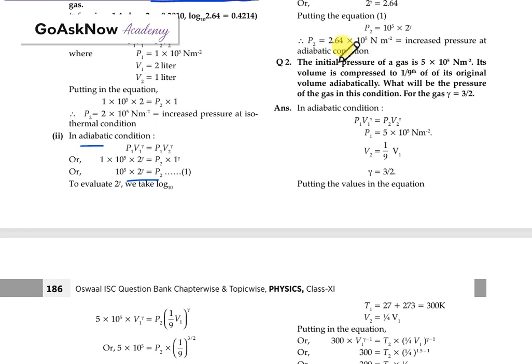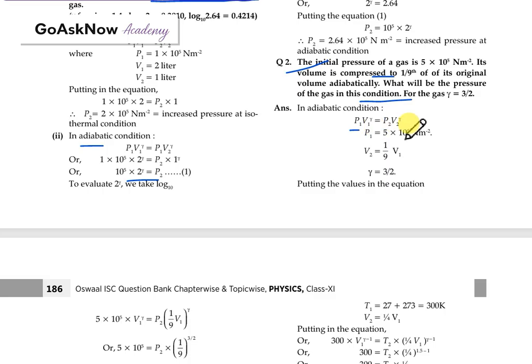Now, the initial pressure of the gas is 5 into 10 raised to the power 5 Newton per meter squared, and its volume is compressed to 1/9 of the initial volume adiabatically. What will be the pressure of the gas, given gamma is equal to 3 by 2? So, firstly, for the adiabatic process, we have an equation.